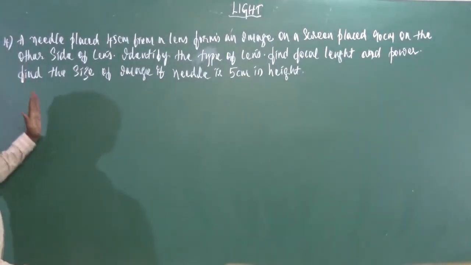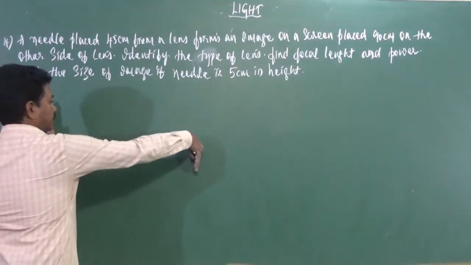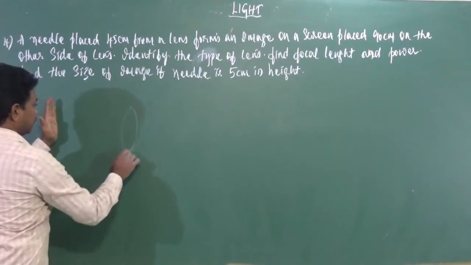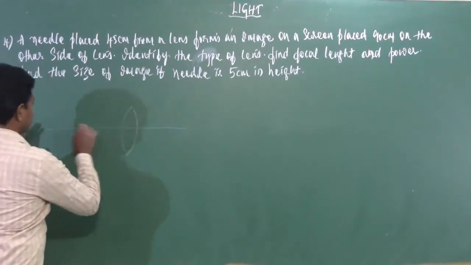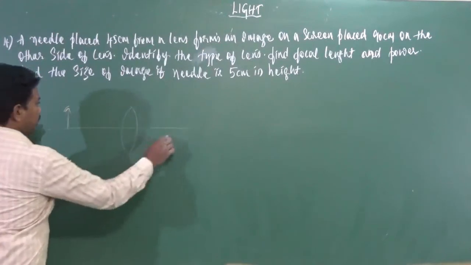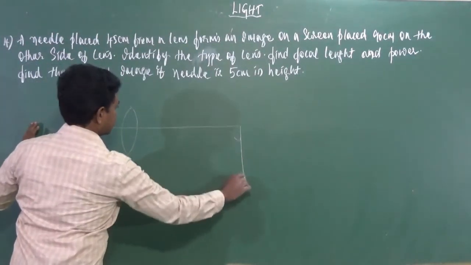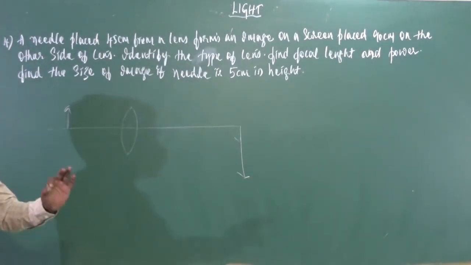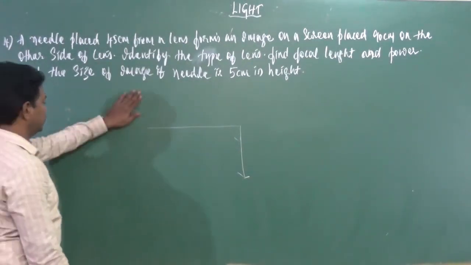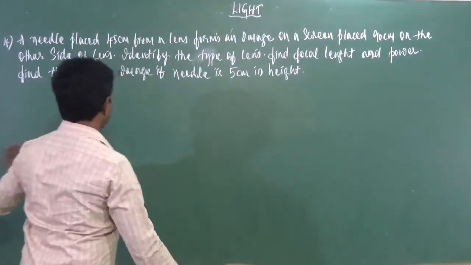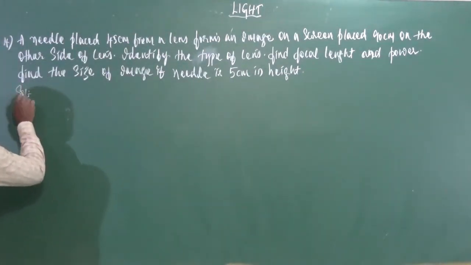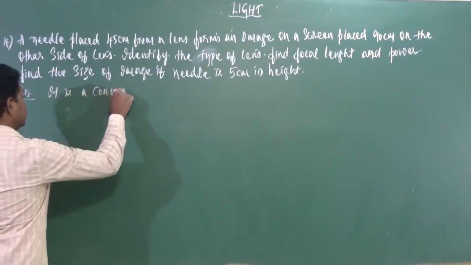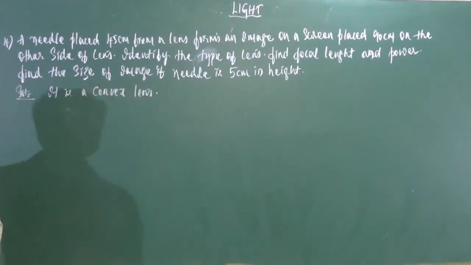So if the object is placed here, the image will be formed here. If you consider this as a lens, if the object is kept at 45 centimeters from here, the image is formed at 90 centimeters on the other side of the lens. So this will happen only in the case of a convex lens. Therefore we can easily decide this lens is a convex lens. So we will go with the solution. It is a convex lens. Now we will go with the things.